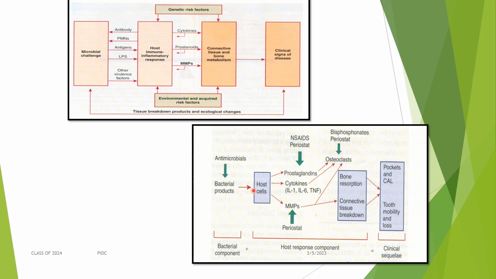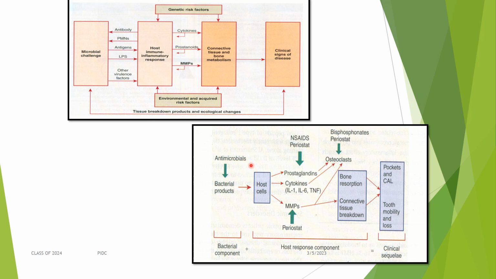So the host cells are the ones which are going to give your cytokines, prostanoids, and MMPs. And these three, not only are they protective, they are also destructive to your connective tissues. So this was what I was telling before. So in that case, what all can be given to suppress, not totally suppress, to modulate these agents?